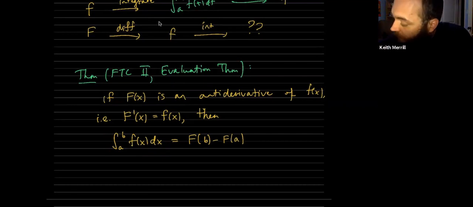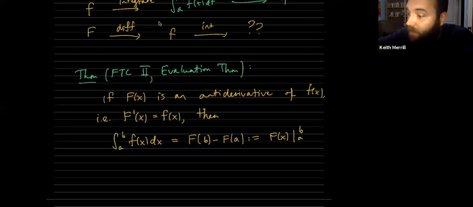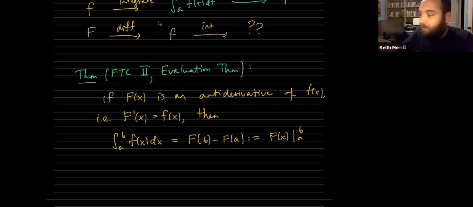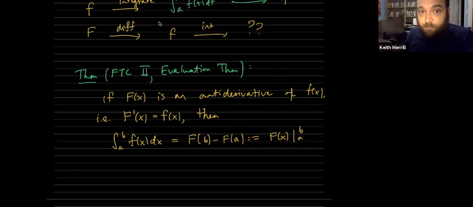And for what it's worth, notationally, we'll often write this as capital F of x, vertical bar to denote evaluating, b, the upper limit of integration at the top, a, the lower limit of integration at the bottom. Again, this is just shorthand notation for this expression.